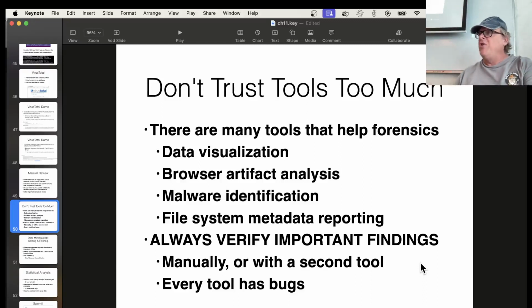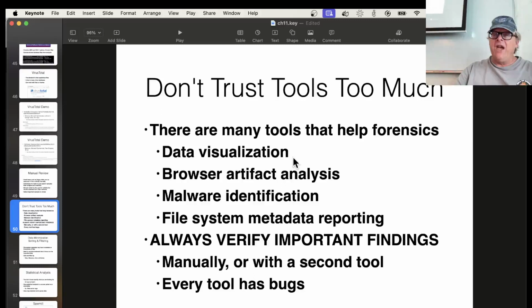If you find something really important, always verify it with a different tool. A simple tool like just a raw hex editor for the disk. Because every now and then your tools make mistakes. And if it's important, it's not good enough.